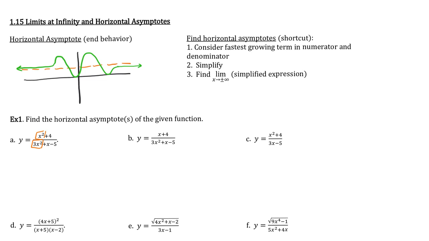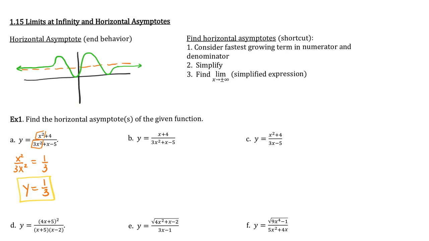Okay, so I consider the fastest growing term in the numerator and denominator. I'm going to simplify just those pieces. So if I had x squared over 3x squared, what does that simplify to? That simplifies to 1/3. So as x is approaching infinity or negative infinity, the y is approaching 1/3. So there's a horizontal asymptote at y equals 1/3. Okay, let's try the next one.